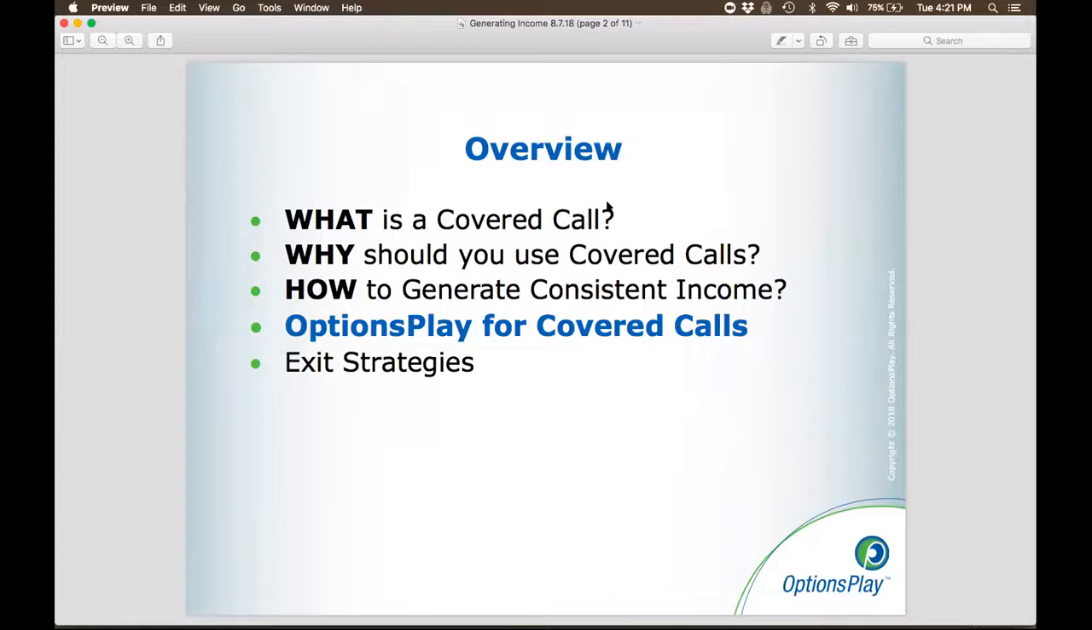What I want to spend most of my time on today is showing you the platform and walking you through real examples with stocks that you probably own in your account, showing you how you can instantly find covered call or income generating opportunities for the stocks that you own in your portfolio. And then lastly, we'll come back and do a quick summary on the exit strategies, meaning once you're in a covered call, how do you manage those strategies?